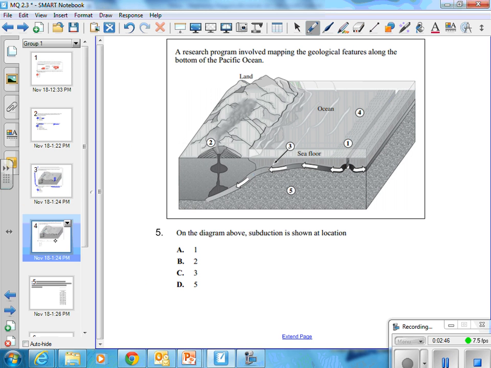Question 5. On the diagram above, subduction. So this is when one tectonic plate, the more dense plate, moves underneath the less dense plate. This is shown right here. So this is at location 3. So number 5 is C.